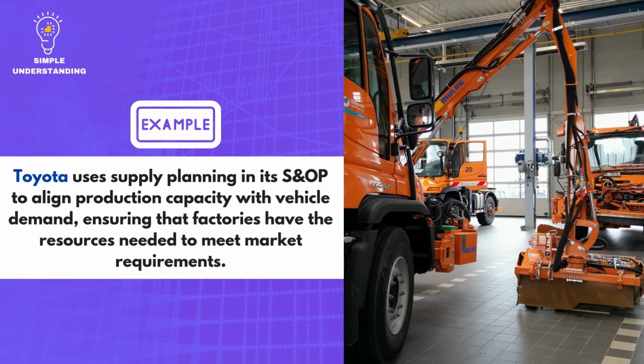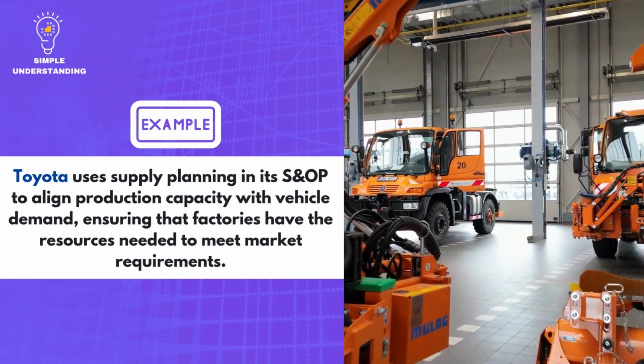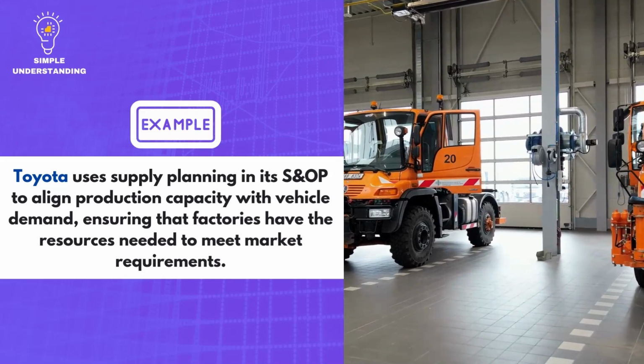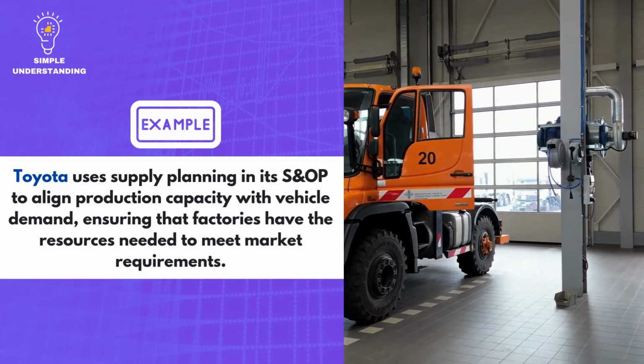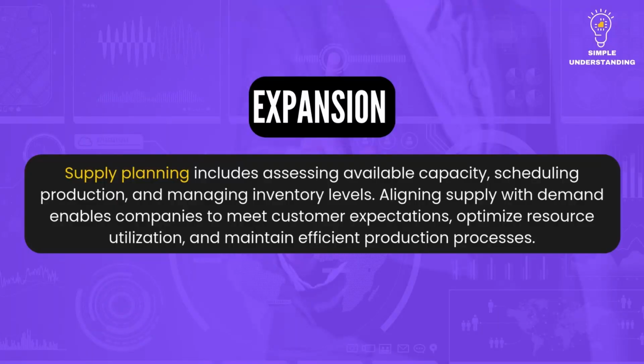Real company example. Toyota uses supply planning in its S&OP to align production capacity with vehicle demand, ensuring that factories have the resources needed to meet market requirements. Expansion. Supply planning includes assessing available capacity, scheduling production, and managing inventory levels. Aligning supply with demand enables companies to meet customer expectations, optimize resource utilization, and maintain efficient production processes.